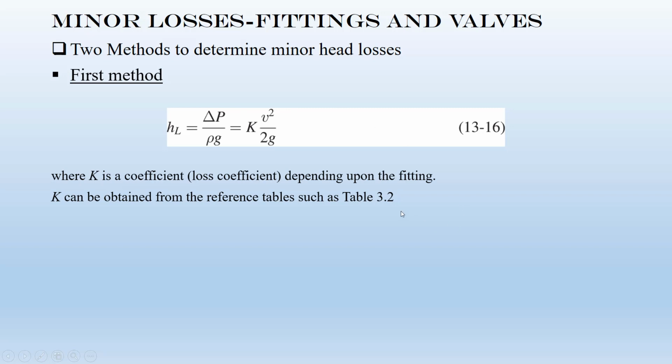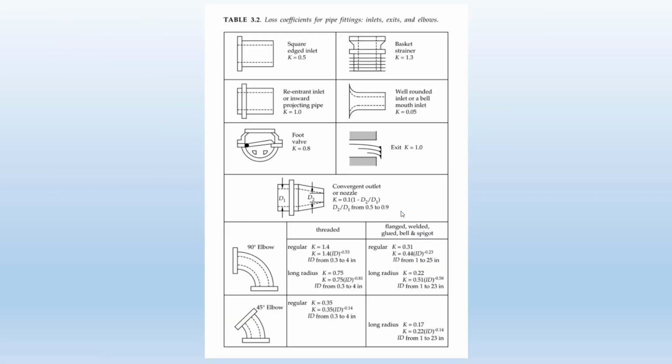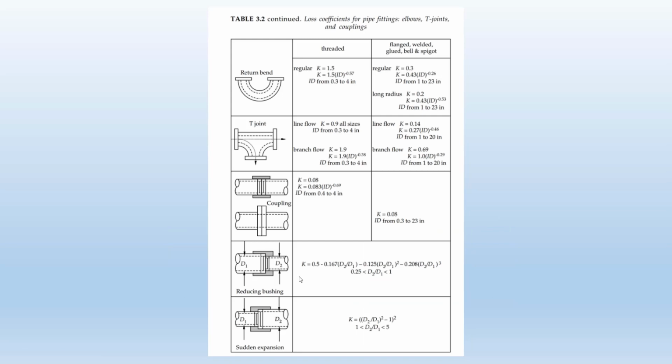For example, you can use table 3.2 from the Jonas textbook to find the K value for different conditions. For a 90-degree elbow, you have options for the threaded one, the flanged welded, or good bell and square. For these different cases, you can find K for the different options. You also have some other options. For example, for contraction and expansion, you have different equations to find K.